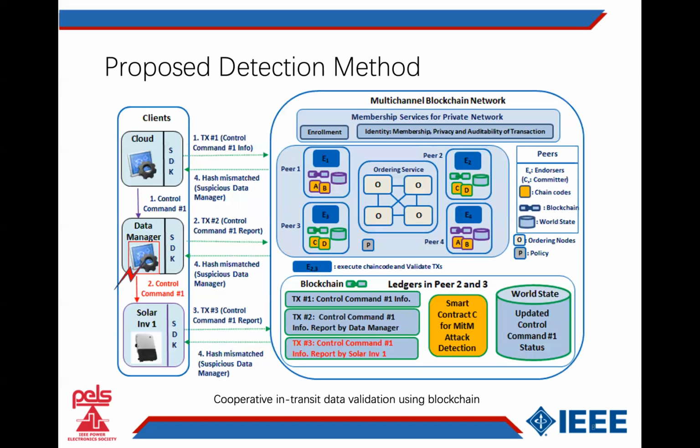This diagram is a proposed blockchain platform for an in-transit control command integrity validation scenario, where the control command is considered as a critical asset. The authentication, integrity, and authorization of the data are continuously verified, and the results are stored in the ledger as security logs.